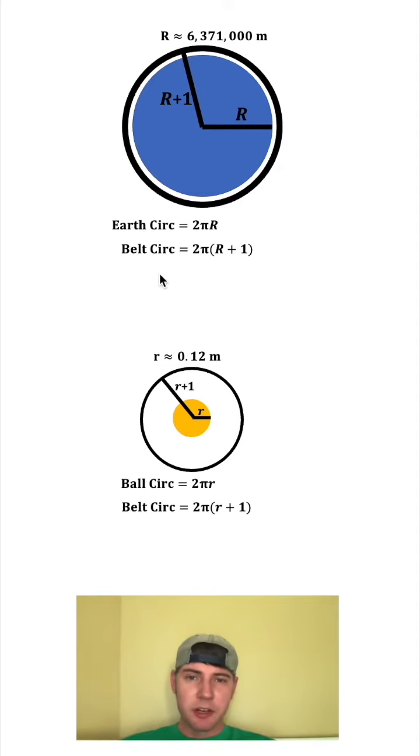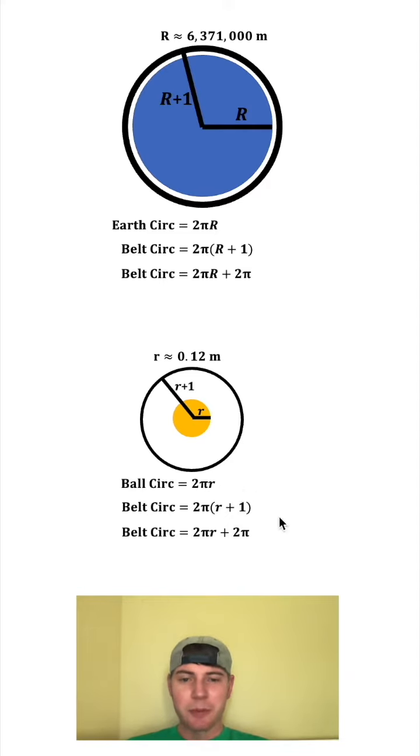So we can say the belt circumference is equal to 2 pi times the new r, which is r plus 1. And next we can distribute this, so we get 2 pi times the capital R plus 2 pi times 1 is 2 pi. Or same thing down here, 2 pi times little r is 2 pi r, and then 2 pi times 1 is 2 pi.